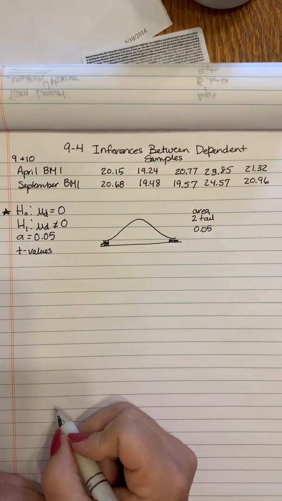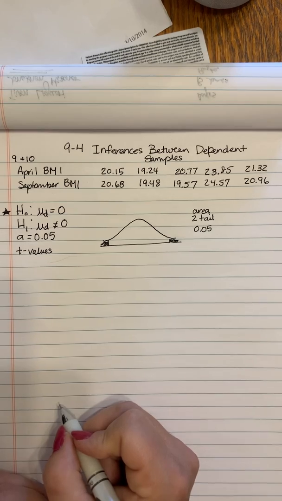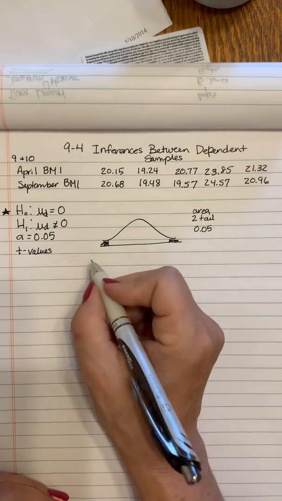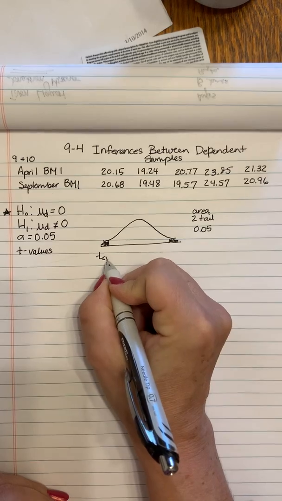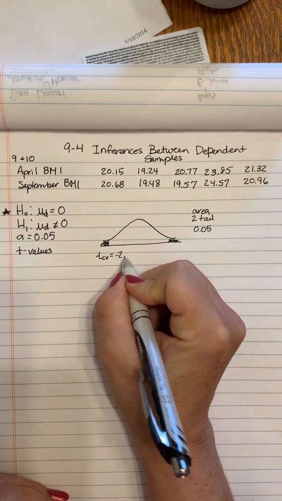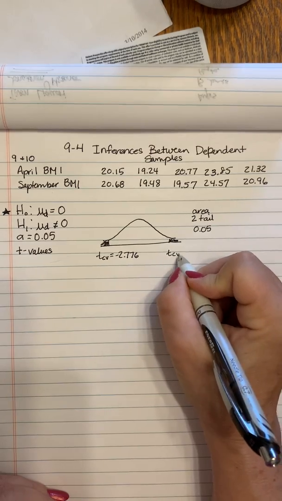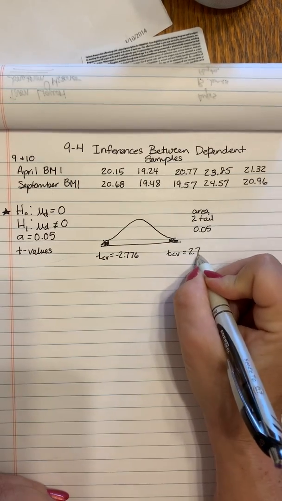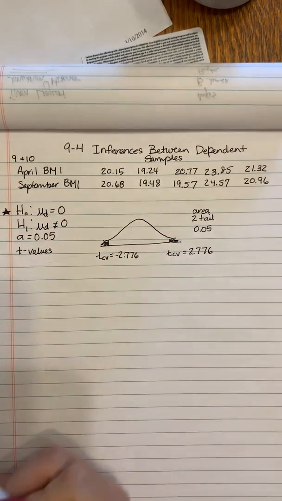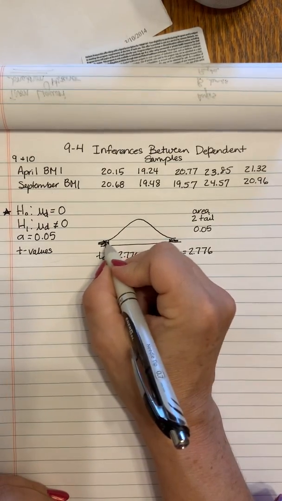So we go to our t-chart. If you don't have one at home, you can always look it up online. They have charts on Google all over the place. So this critical value is negative 2.776, and because it's symmetrical, the critical value on the right side is exactly the same value, but positive. So those are our critical regions.